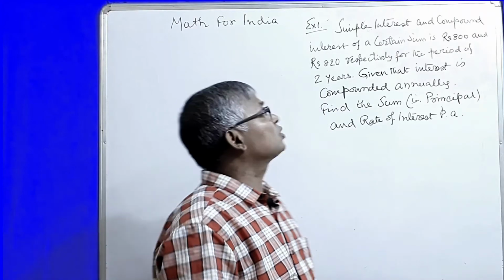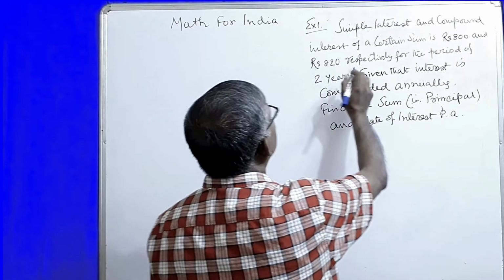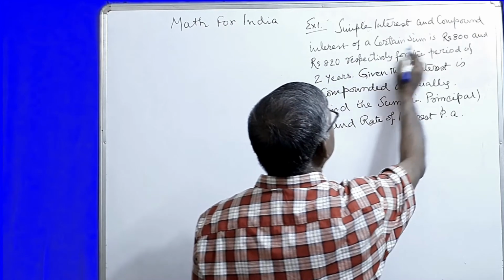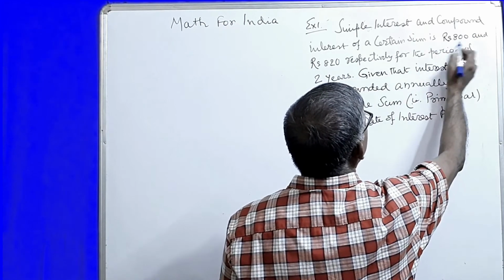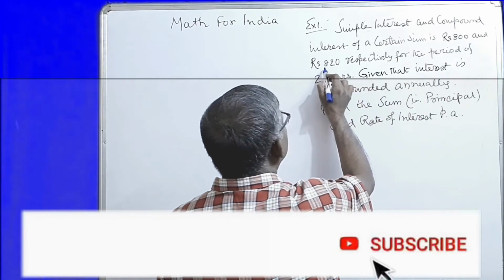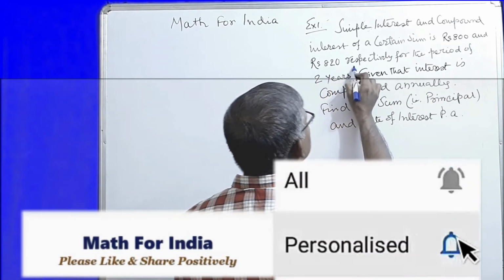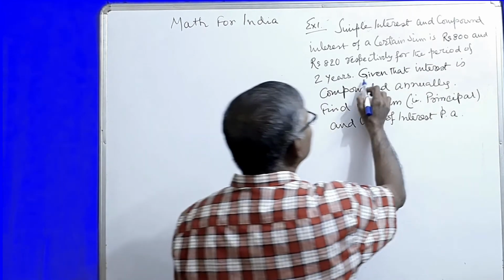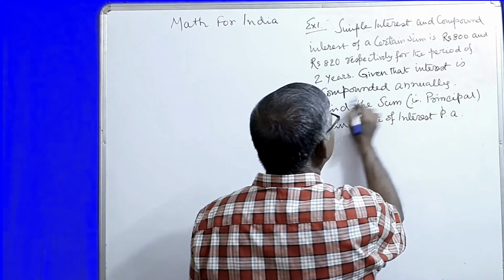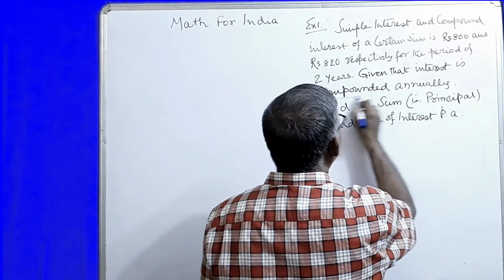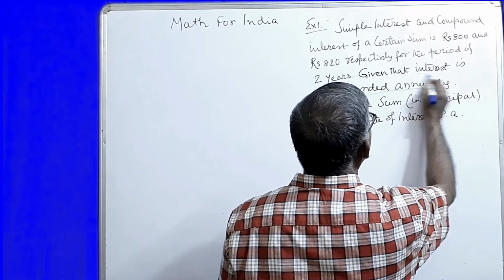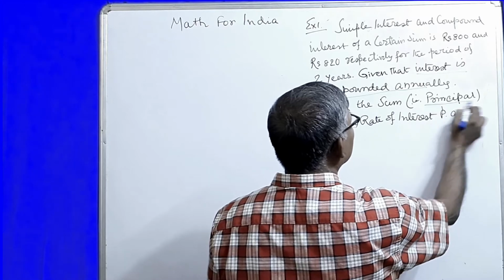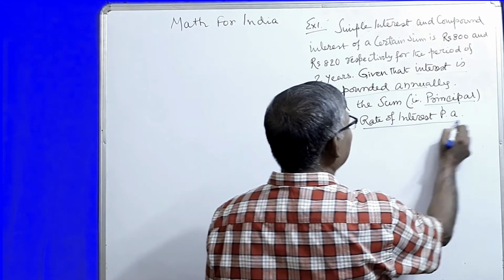Students, let us consider the mathematical problem. Simple interest and compound interest of a certain sum are rupees 800 and rupees 820 respectively for the period of 2 years. Given that interest is compounded annually, find the sum, that is the principal, and the rate of interest per annum.